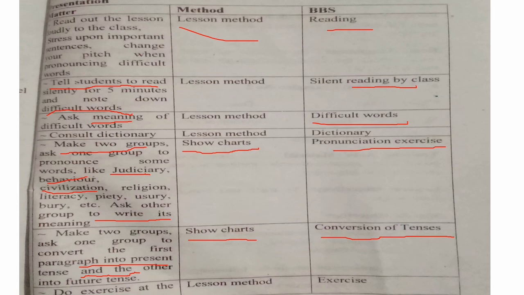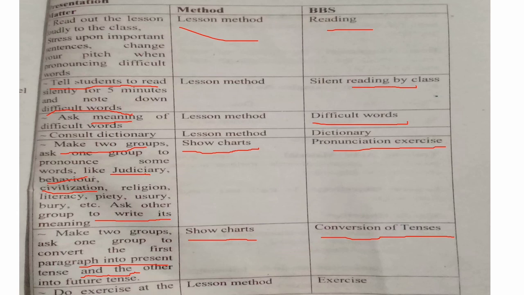Then make two groups, and this is the group activity. Ask one group to pronounce some words like judiciary, behavior, civilization, religion, literacy, piety, in this way. And ask the other group to write its meaning. It means you have to divide the class into two groups, and one group should pronounce the words, and the second group writes down the meaning of these words.